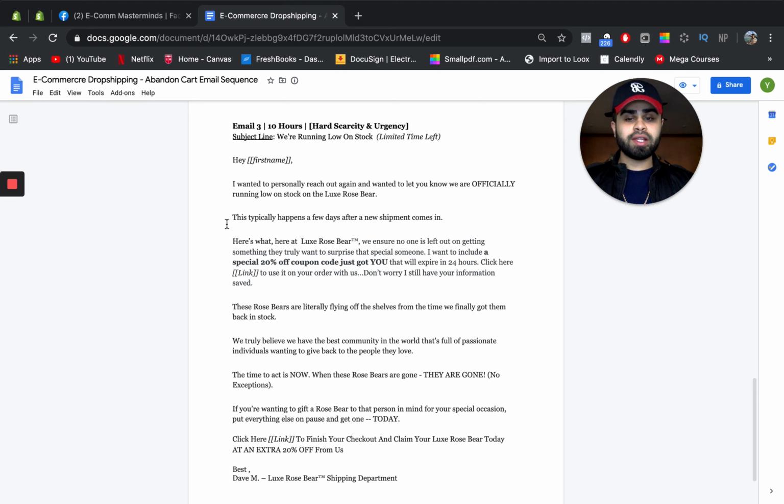These rose bears are literally flying off the shelves from the time we finally got them back in stock. So now you're making it obvious, kind of indirectly, like, wow, these are flying off the shelves. Like, people really want these. Why shouldn't you be a part of those customers as well, right? It's basically making it obvious that the product is in demand. A lot of people basically want this, right?